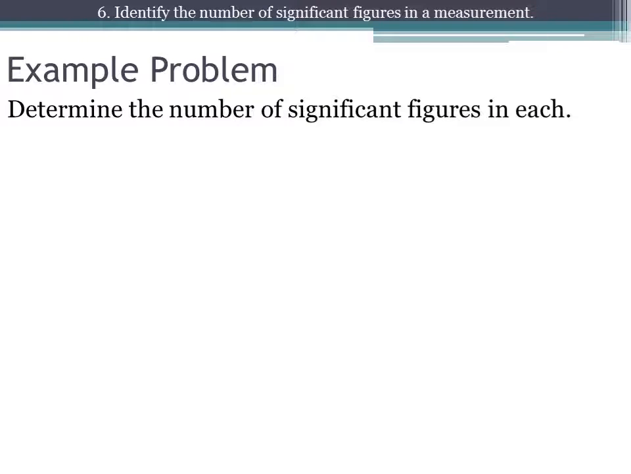Here, we just want to determine the number of significant figures in each. So I will give you the measurement or the value, and we'll figure out how many sig figs are there. 19.08 centimeters, that would be 4 sig figs. The 0 is between 2 non-zeros, that makes it significant, so all those digits are significant, so 4 sig figs.